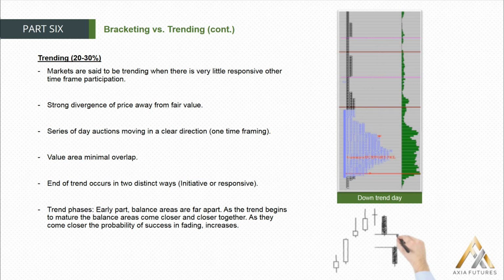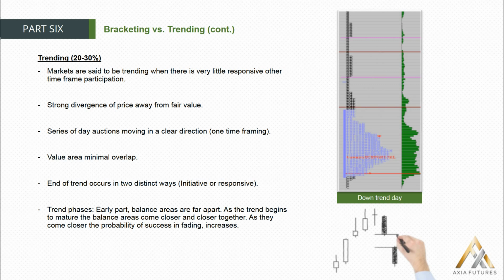And the important thing for you to understand is not necessarily what the percentages are, but what are the identifiers of when we move between bracketing and trending markets. So let's look at trending markets and some of the characteristics. Firstly, markets are said to be trending when there is very little responsive other time frame participants.